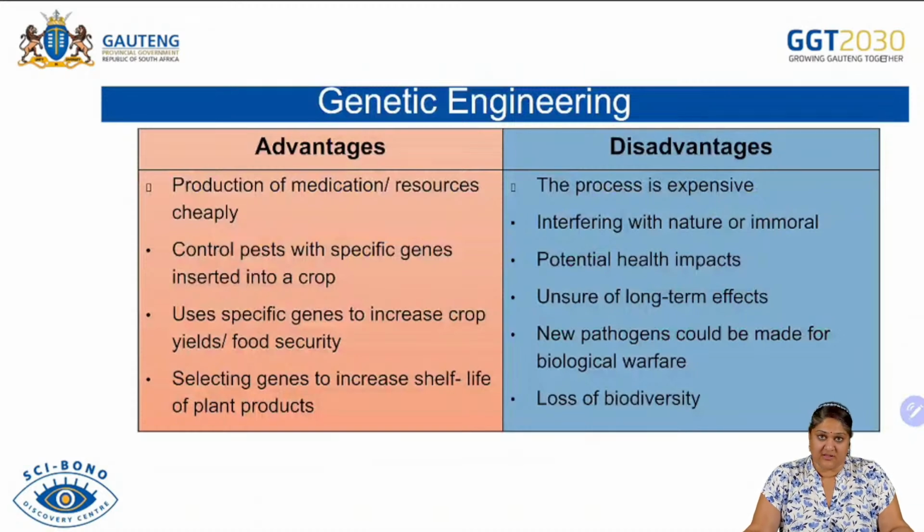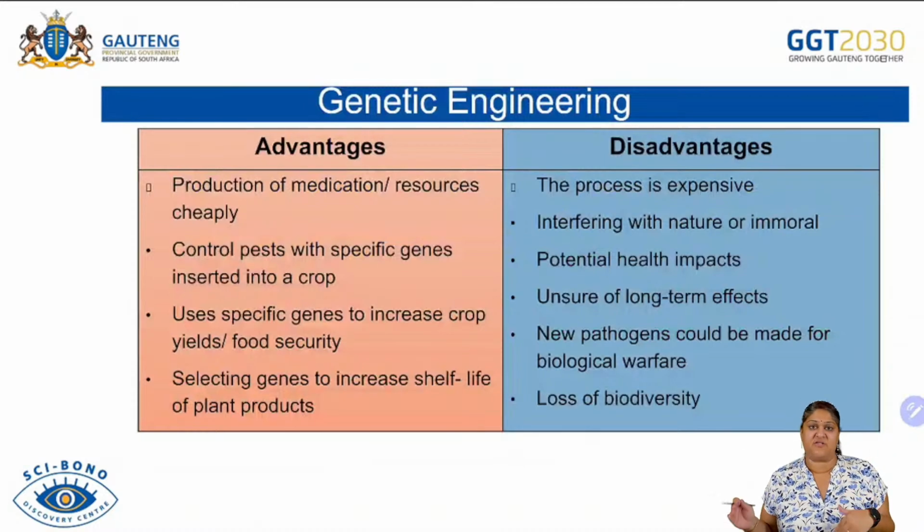We are unsure of the long-term effects, and new pathogens could be made for biological warfare. Okay, that's a scary one, because now they are developing things that are man-made, and you can actually make disease-causing organisms and then use them for biological warfare. And lastly, it can also increase our loss of biodiversity, because we are producing the same crops with the same characteristics over and over, so we can actually lose our biodiversity.